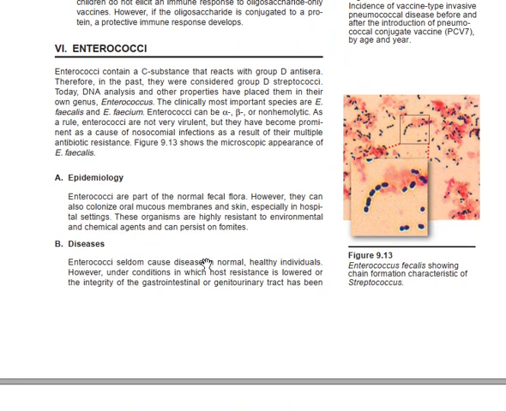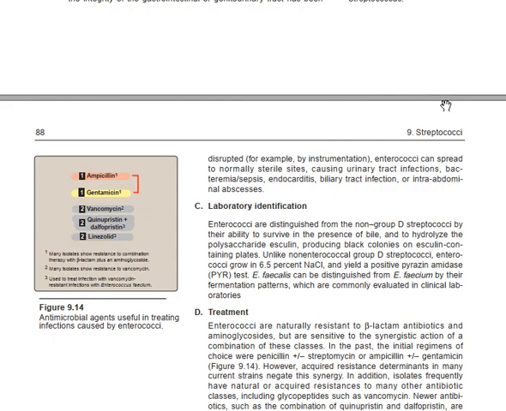Now, the next Streptococcus we're going to speak about is the Enterococcus. So Enterococci. We start with Enterococcus faecalis here, which is showing a chain formation characteristic of Streptococci. So in Streptococci, you see a chain formation is produced. Enterococci has that same characteristic of chain formation. It can also be diplococci, but Enterococci is mostly a chain formation.